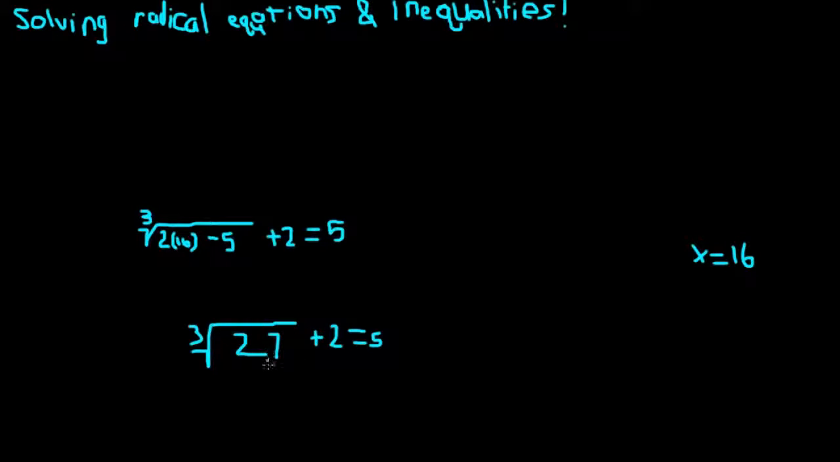So we know the cube root of 27, that would be 9. No, it wouldn't. That would be 3. So it'll be 3 plus 2 equals 5. And that would be a yes. 3 plus 2 does indeed equal 5. So check that off. Hooray.